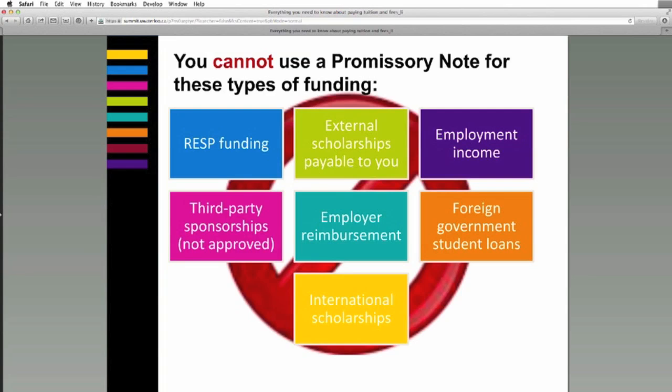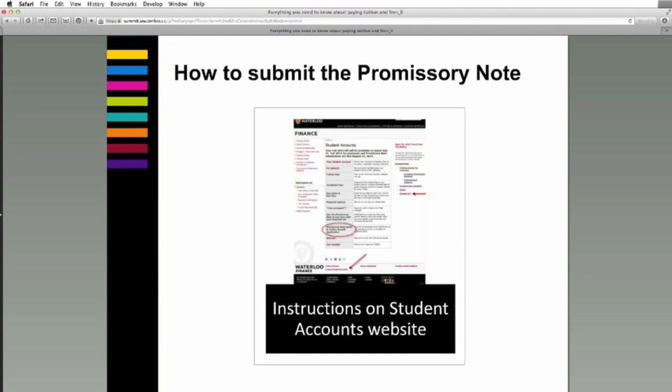So now, how to submit your promissory note. The promissory note is very easy to submit. Sometimes it's harder for me to explain it than it is for you to actually do it. It's really very straightforward. And we have step-by-step instructions right on our website. That's a picture of our homepage. And I've circled in red that one of the tabs right on the homepage is where you would go to find step-by-step instructions on how to complete the promissory note. It's actually the promissory note.